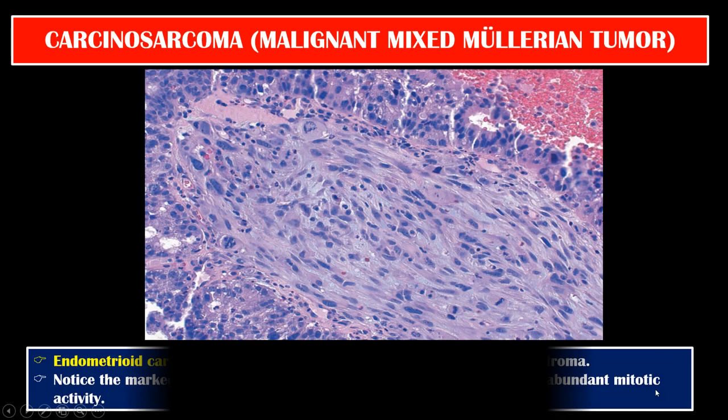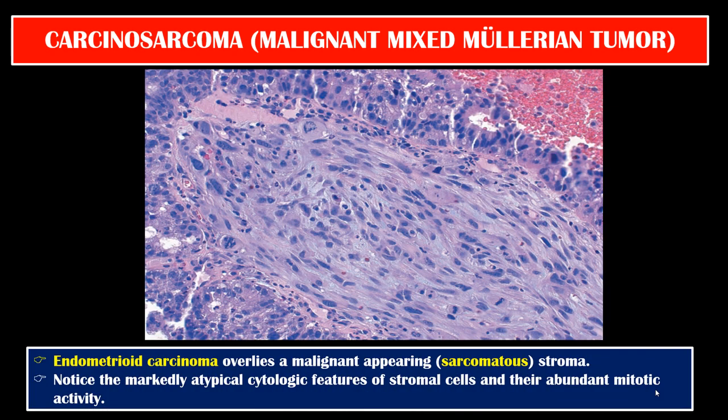Here in this photo, we can see endometrioid carcinoma overlying a malignant appearing sarcomatous stroma. Notice the marked atypical cytologic features of stromal cells and their abundant mitotic activity.